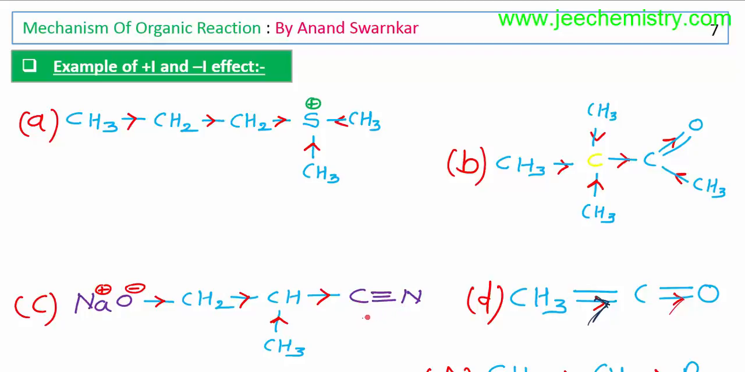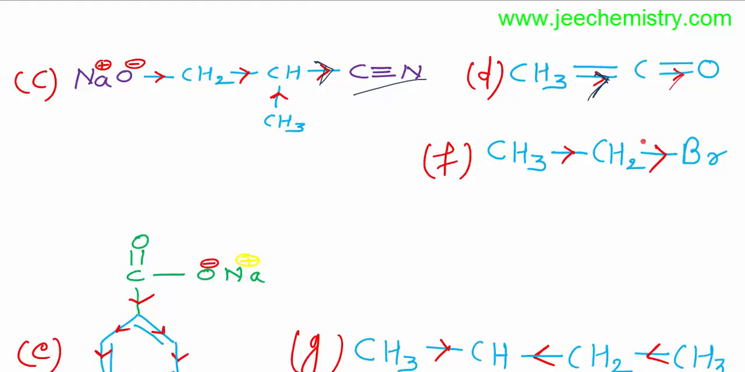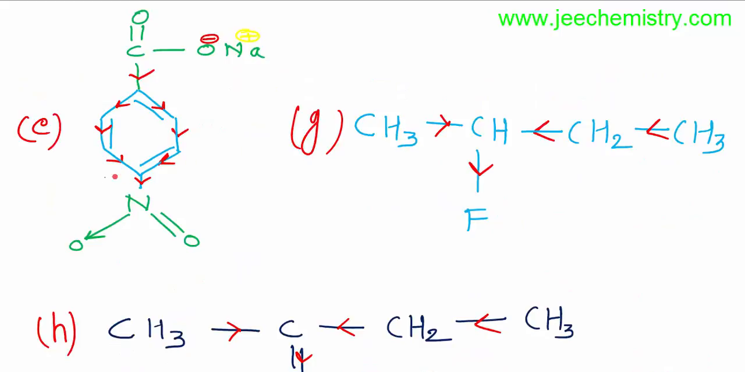Here the nitrile will attract electrons this way, and the inductive effect is shown. In this compound bromine will attract the electrons. This is shown in this way. Here this nitro group will attract electrons. This will push the electrons, and only the sigma electrons will come in this way, and they will attract the electrons.